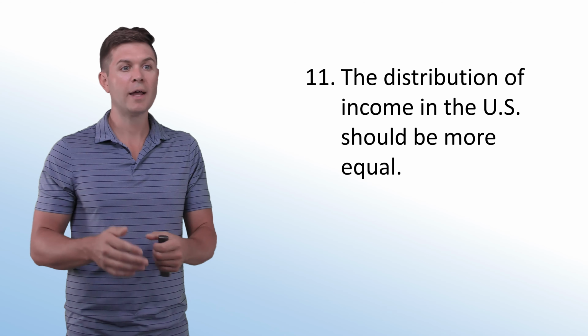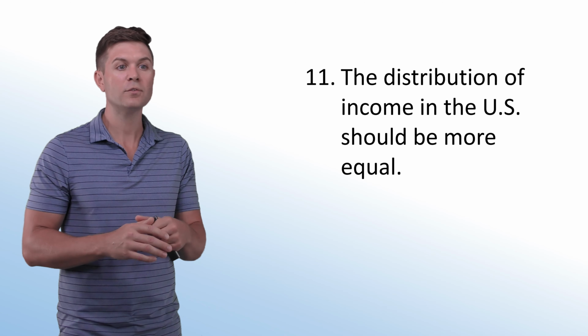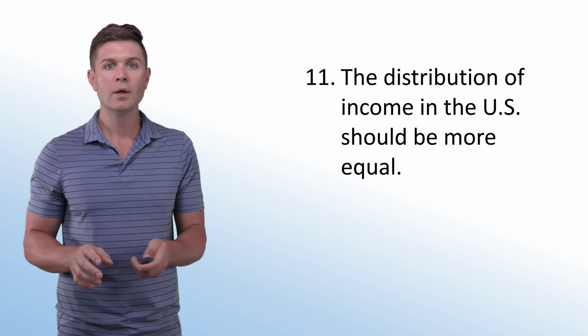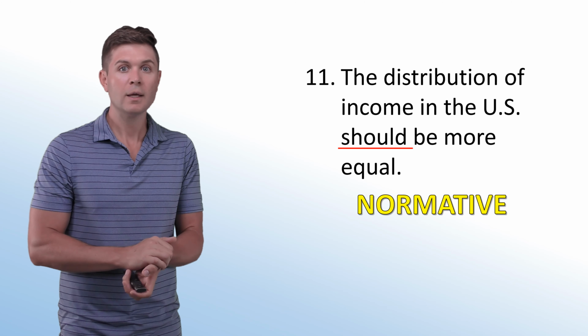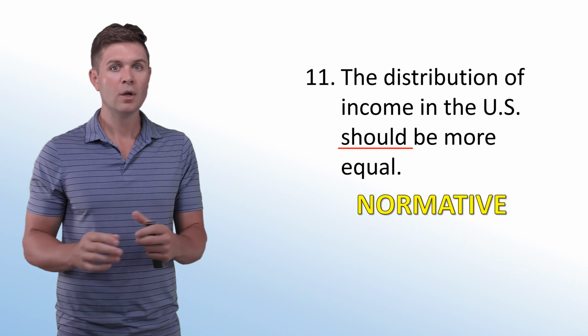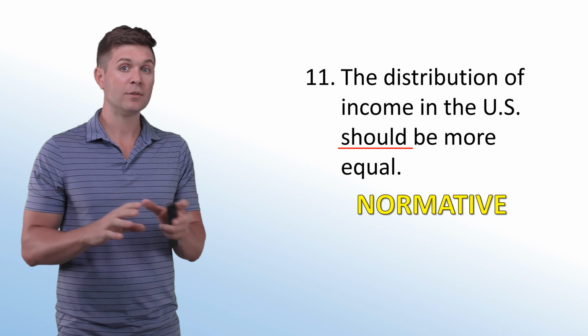All right, number 11 and the last one, the distribution of income in the U.S. should be more equal. Once again, this is a normative one because it says should. All right, this isn't something we can test. All right, so that explains the difference between positive and normative statements.